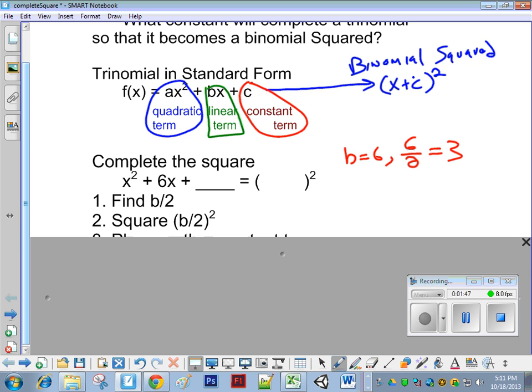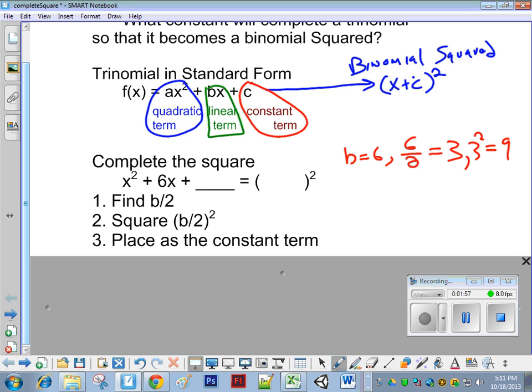The second step is take that same term and square it. So I'm just going to go 3 squared equals 9. Now that 9 is the number which goes in the constant term. I put that right here.